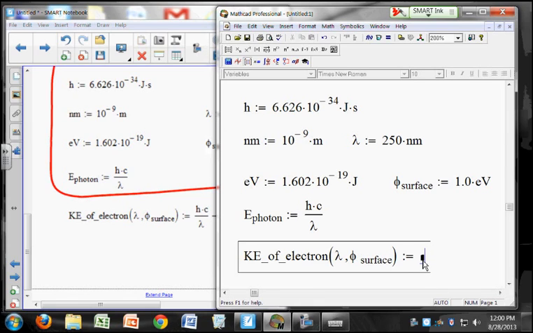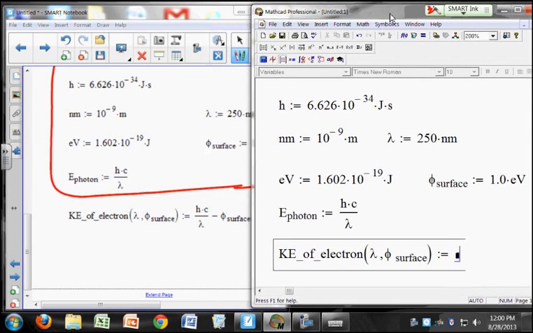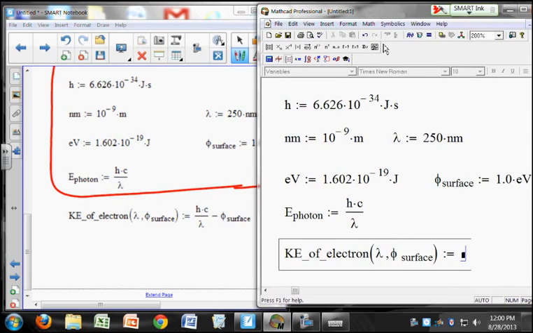by the way, this black square that you see is called a placeholder. Mathcad expects you to enter something there. So before you are able to enter anything there, Mathcad puts it there. So that's called a placeholder.